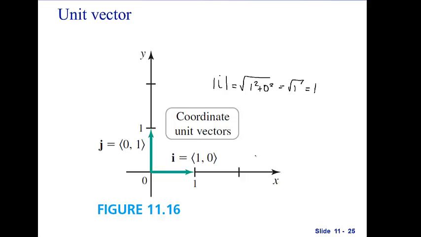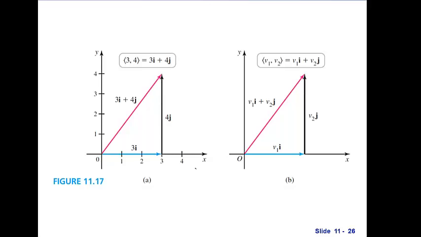These are very useful vectors because sometimes we express all vectors in the form of i and j. Let's take a look. For instance, here we have the pink vector with the components 3 and 4. We can express this vector as the sum 3i plus 4j. In general, the notation with the brackets v1, v2 is equivalent to the notation v1 i plus v2 j, where v1 and v2 are scalars and i and j are vectors.